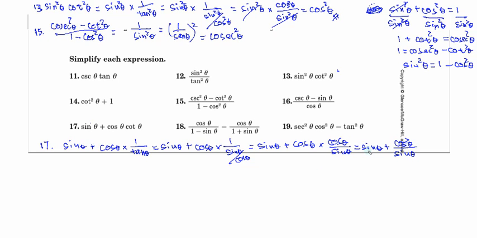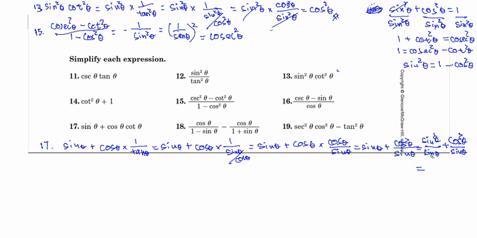So now we have changed all the tangent or cotangent into sine and cosine. Now it's time for us to combine these two terms. Let's make them have the same denominator. So this sine theta, let's make it sine theta again. So it's sine theta times this. So it becomes sine square theta plus cosine square theta over cosine theta.